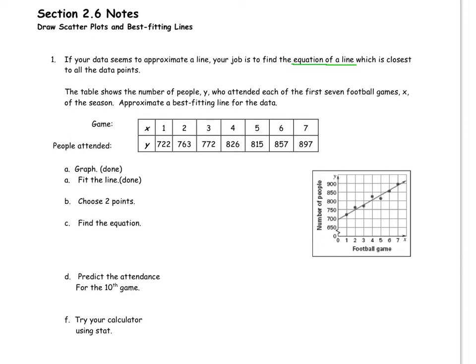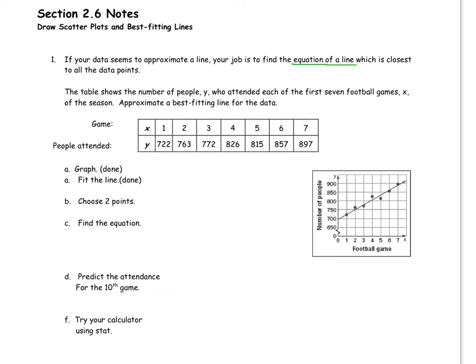This is one of the examples taken from part of your book, I believe. In the first game, 722 people went to the football game. In the second game, 763 people went to the football game. On the third game, 772 again. And the fourth game, 826 people. Fifth game, 815, and so on and so forth. We have made this graph for you, and these are approximations.